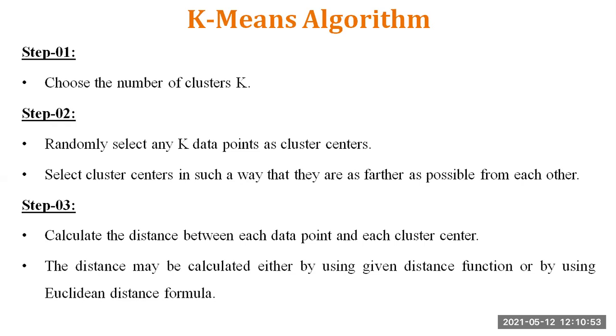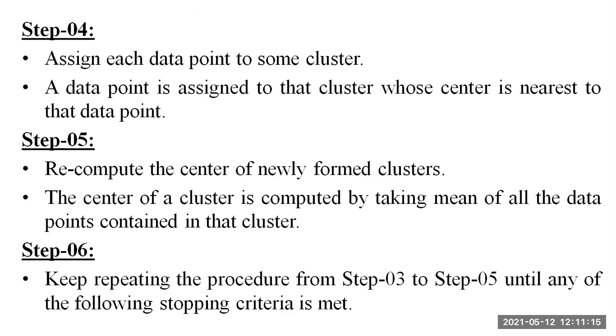And in step 3, we'll calculate the distance between each data point and each cluster center, or the centroid value. The distance may be calculated using either Euclidean distance, Manhattan distance, or a cosine distance function. You can use any other distance function, but in our examples, we'll go ahead with the Euclidean distance concept. Once the distance is calculated, whichever value is nearest to the data point, or is minimum, that value should be kept in that cluster.